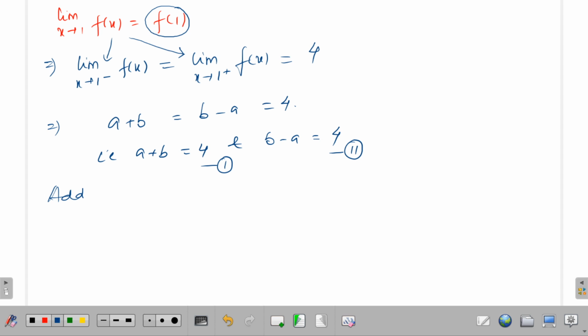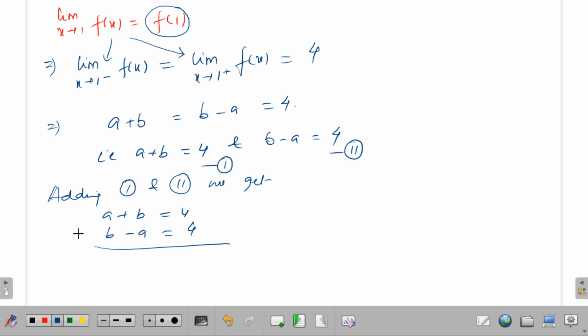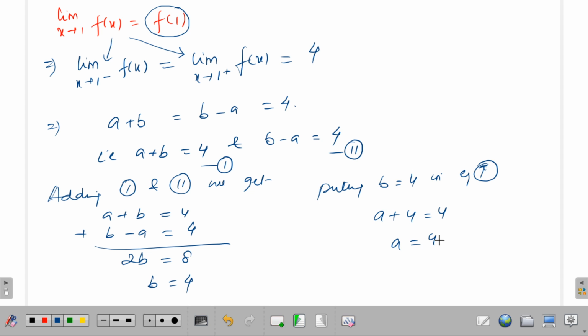So if I add 1 and 2, I'll get a plus b is equal to 4, b minus a is equal to 4. If I add them up, that will be 2b is equal to 8. So I got b is equal to 4. Putting b is equal to 4 in equation 1, I'll get a plus 4 is equal to 4, so a is equal to 4 minus 4, a is equal to 0. So in short, I got a to be 0 and b to be 4.